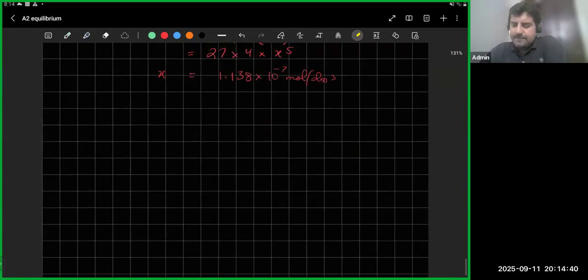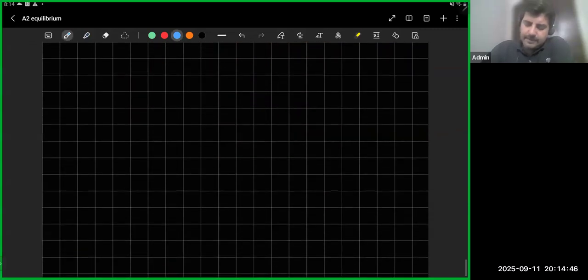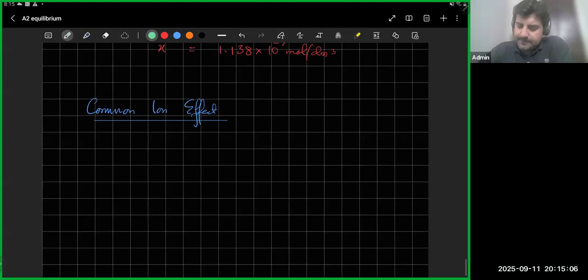Now the next thing is called the common ion effect. So what is the common ion effect? It happens because all of these reactions are reversible reactions. So AgCl, although it is sparingly soluble, some of it dissolves, forming Ag plus aqueous and Cl minus aqueous.